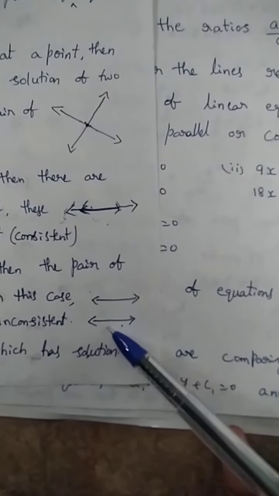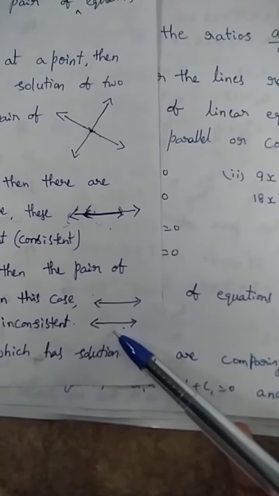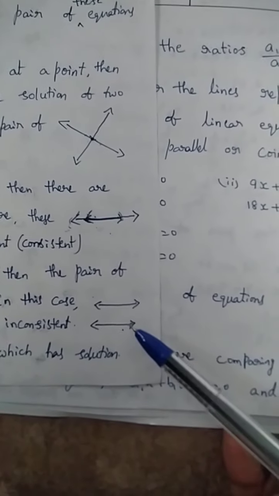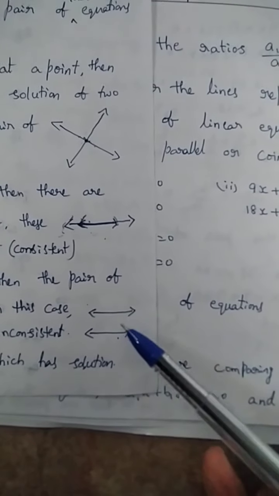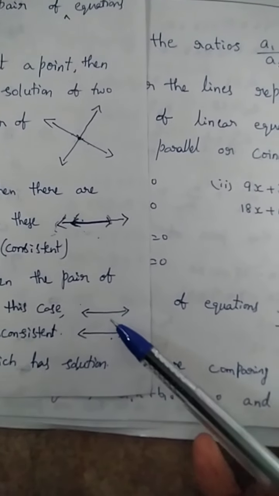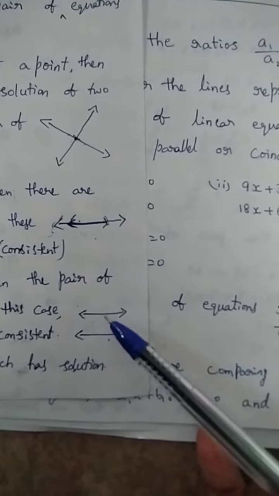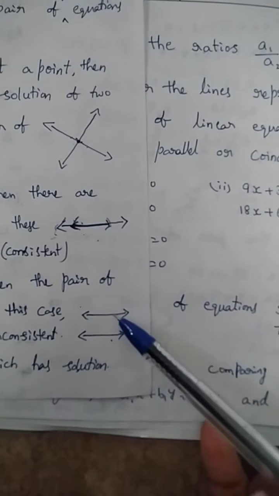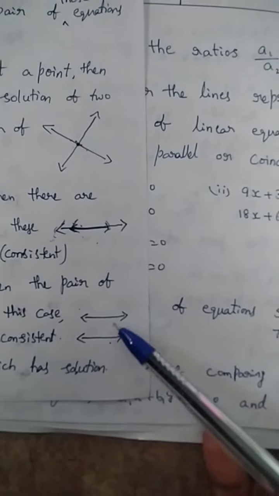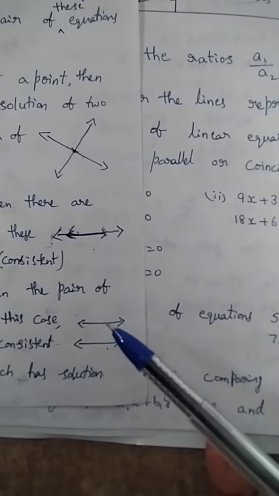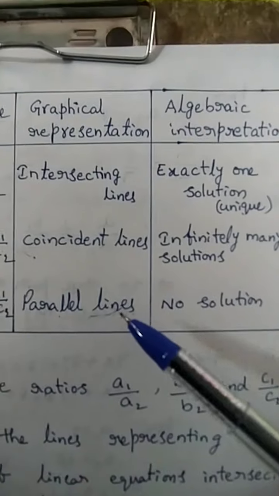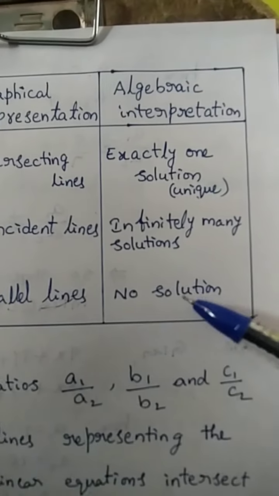Then coming to parallel lines: is there any common point for the two lines? No, there is no common point. Then is there any solution? No solution. The common point is the solution to the two lines. If there is no common point, then there is no solution for such lines. So parallel lines have no common points, hence no solution. The algebraic interpretation of parallel lines is no solution.